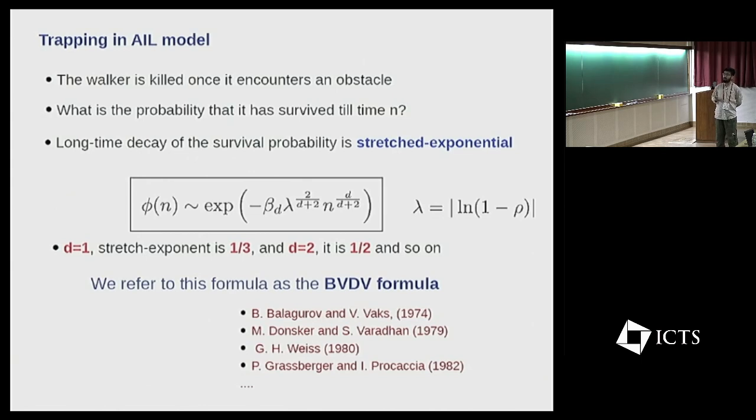There have been several studies in this direction, and what they found is that the long time decay of the survival probability in d dimensions has this stretched exponential form as shown here. The beta is a dimension dependent constant and lambda depends on the density in this way. We will refer to this formula as the BVDV formula, named after Balagurov, Vaks, Donsker, and Varadhan. At d equal to 1, the stretch exponent is 1/3, and at d equal to 2, it's 1/2, and so on.